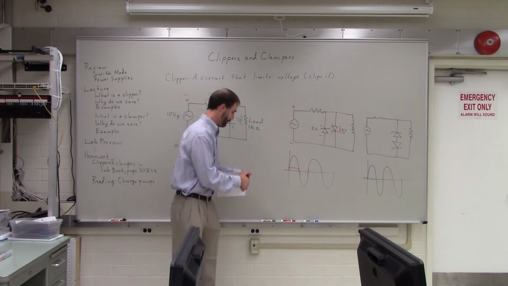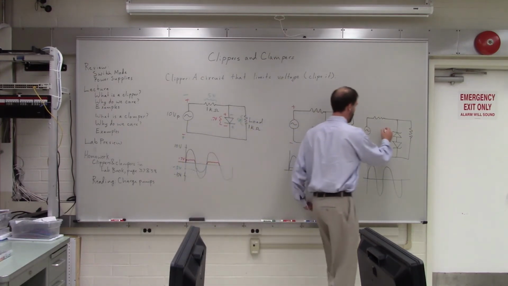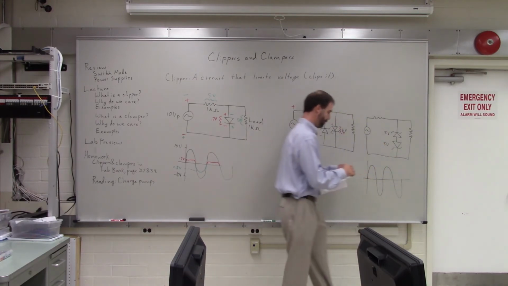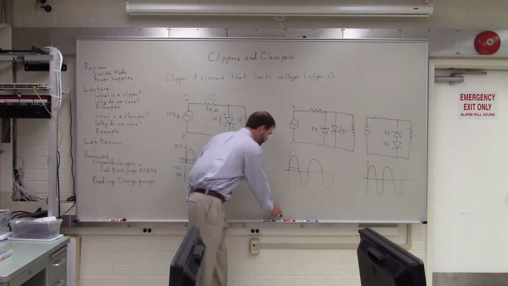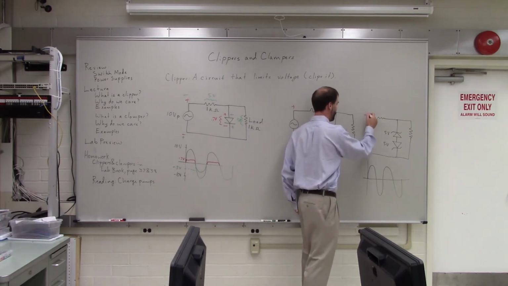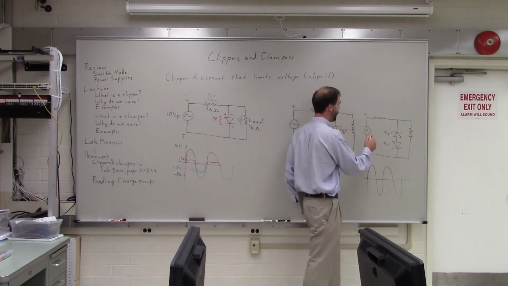Okay, all right. So these are each 5-volt Zener diodes. Then when we have a positive voltage up here and a negative voltage down there.